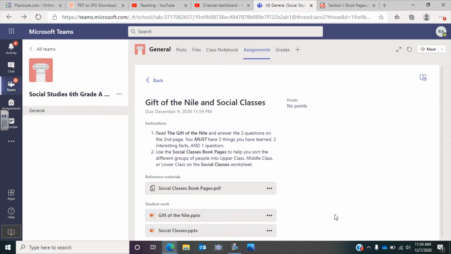So making sure you fill out Gift of the Nile, fill out social classes, which we'll read through the book pages, and then you fill out the social classes and click Submit. So we're going to go ahead and read these book pages, and then you will fill out the activity.